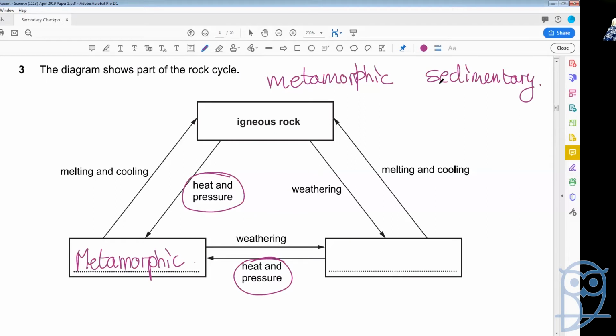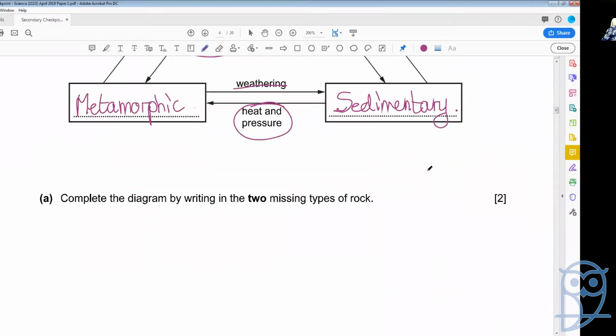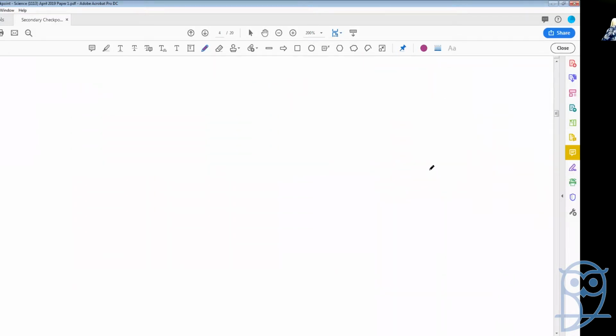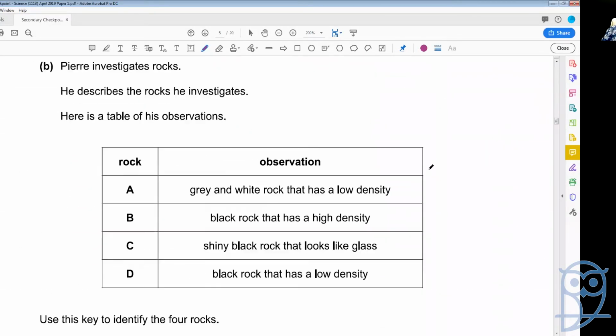So the key here is you look for the word weathering. So here we've got weathering and weathering. If we have weathering taking place, that is what is going to give us the sedimentary rock. Okay, so that's it for that question so far.